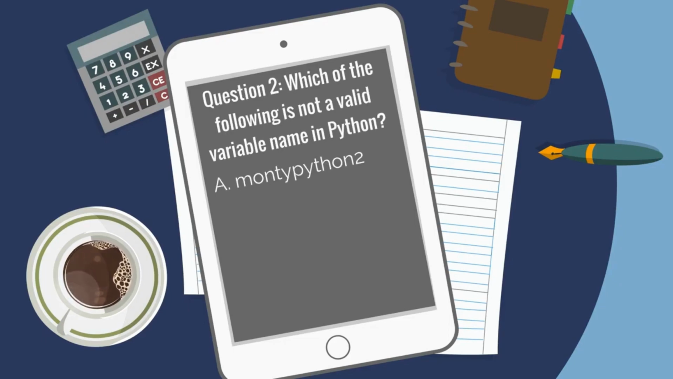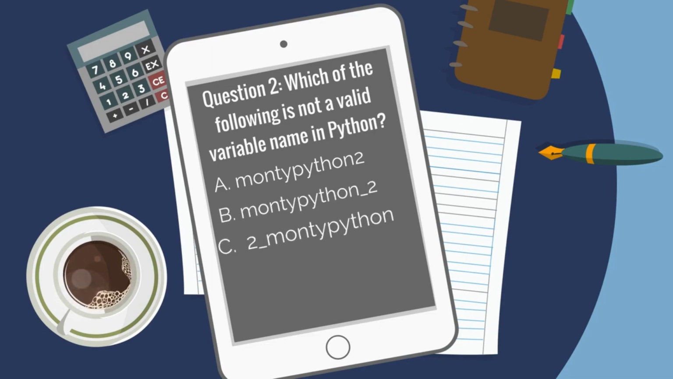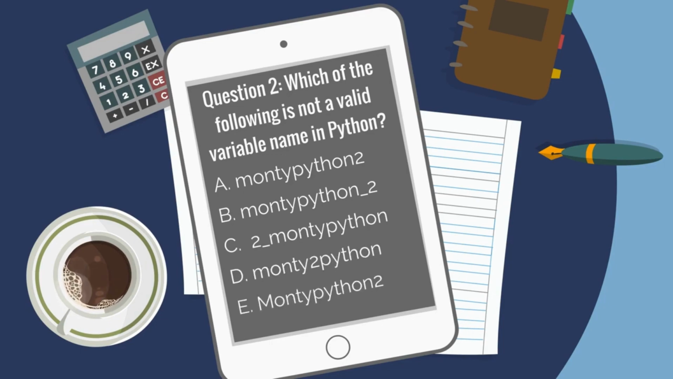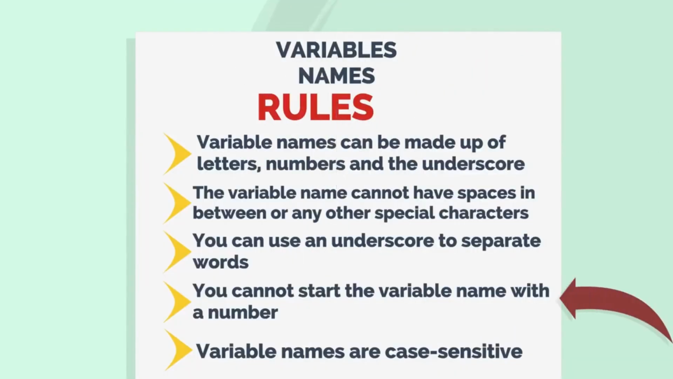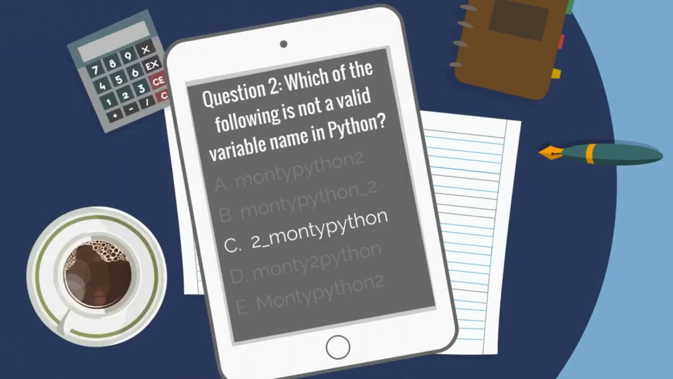Question 2. Which of the following is not a valid variable name in Python? A, Monty Python 2. B, Monty_Python_2. C, 2_Monty_Python. D, Monty2Python. E, capital M Monty Python 2. You had told me that a variable name cannot start with a number. So I would say the answer is C, 2_Monty_Python.